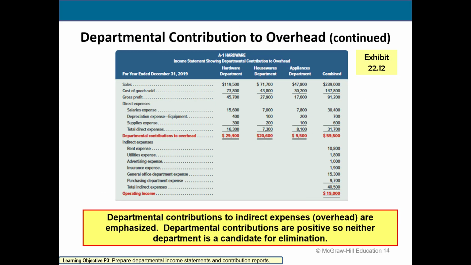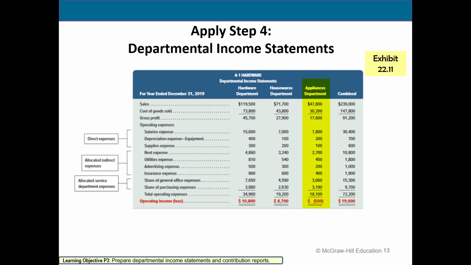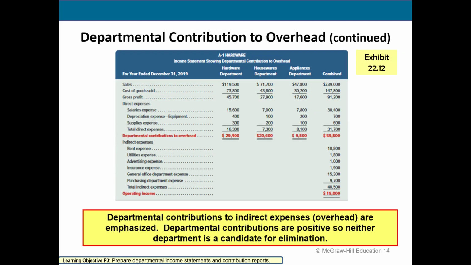Departmental contribution to overhead looks at the direct expenses that are under the profit center manager's control. So this is a better way to assess their performance. This exhibit shows a $9,500 positive contribution from the appliances department. But if you look at the previous slide, the appliance department has a negative or an operating loss. But here we're looking at just the contribution to overhead amounts.